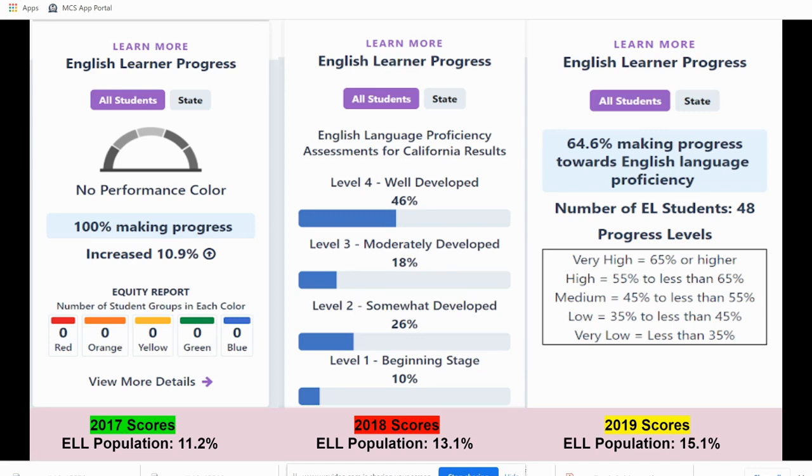In 2019, we had 15.1% of our population who were ELL students and a 64.6% progress towards English language proficiency. With that being said, we can give a rough estimate, which is saying 40% of our students were unsuccessful in meeting the marks for state expectations.